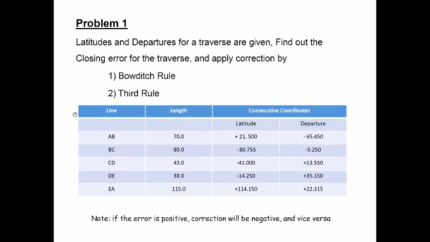Now let's see this problem. We have a closed traverse and we have 5 lines. The lengths are given and the latitudes and departures are already given, so you don't have to calculate them. You just have to see if this closed traverse needs balancing, and if it does, you need to apply the Bowditch rule and the transit rule to balance them, and see, when you find the corrected latitudes and departures, if the summation is equal to 0 or not. So try to solve this, and we will discuss the same problem in the class.